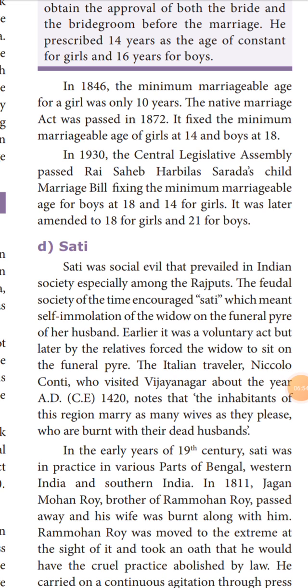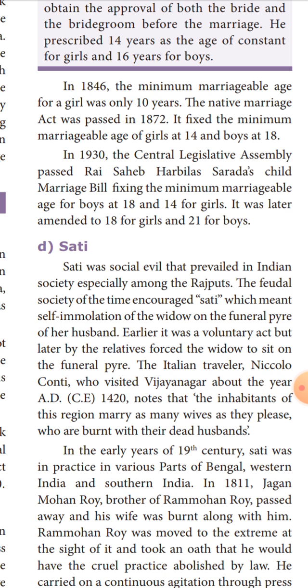So in 1846 there was one act, and in 1872 another act, called the Domestic Marriage Act. After this act, the minimum age of marriage for women was 14 and for men 18. Then in 1930, the Sharda Child Marriage Bill was introduced in the federal legislature. This law set the minimum age of marriage for men at 18 and for women at 14, but this was later amended.